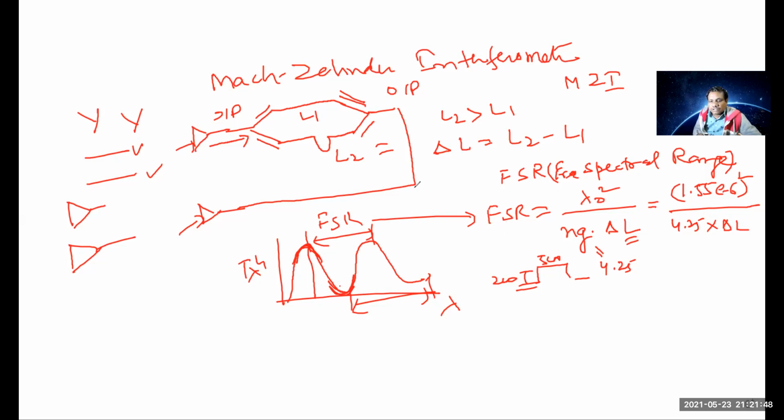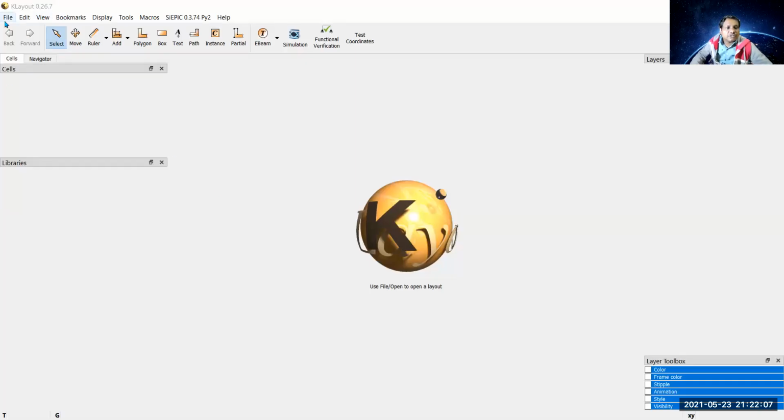With this, let us open our software, that is called K Layout. I will stop sharing and then we'll move to K Layout. You can see this is K Layout. Its version is 0.26.7. It uses the SiEPIC library, in which we have the electron beam library developed by SiEPIC, and the leading developer is Professor Lukas Chrostowski from the University of British Columbia.